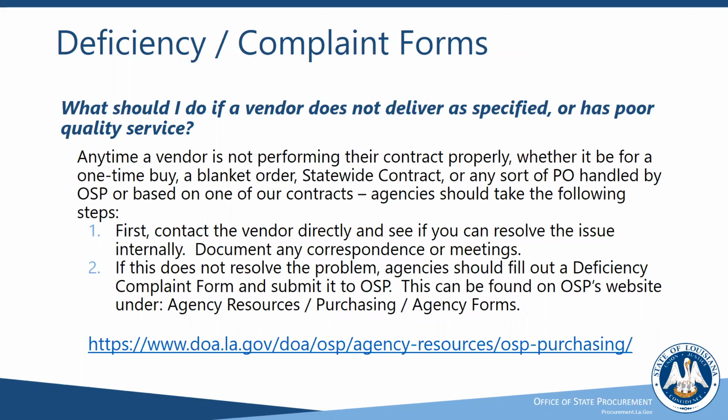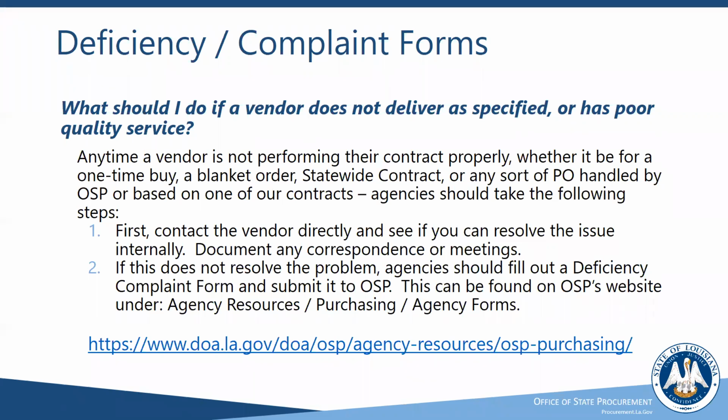All right, so we're going to get closer to ending the presentation, and we're going to talk about deficiency complaint forms. So what should I do if a vendor does not deliver as specified or has poor quality service? If a vendor's not performing their contract properly, whether it's a one-time buy, purchase order, a blanket order that extends the entire fiscal year, a statewide contract, or just any sort of PO issued by OSP based on one of our contracts, you should take the following steps.